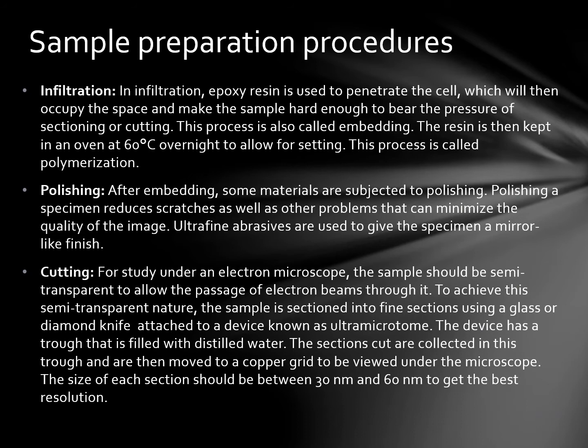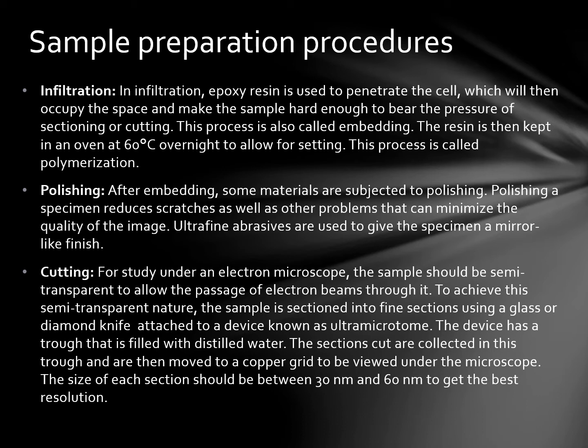Then we move on to infiltration. This is normally done using an epoxy resin. This penetrates the cell, which will then occupy the space and make the sample hard enough to bear the pressure of sectioning or cutting. This process is also called embedding. The resin is then kept in an oven at 60 degrees overnight to allow for setting. This process is called polymerization.